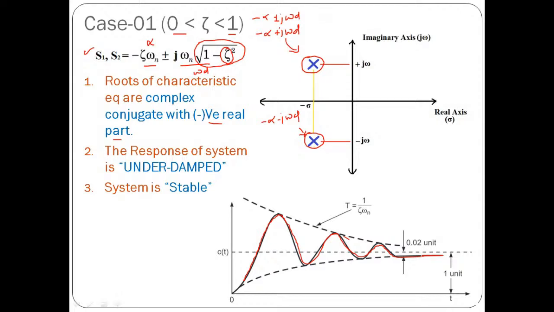This portion is very important. Effect of zeta on the performance of second order control system. And this is case 1, where we have taken that if the value of zeta is in between 0 to 1, what will happen to the location of poles of the second order control system in the pole-zero plot, and how the response of the system is going to be. Please note down this. This is very important.